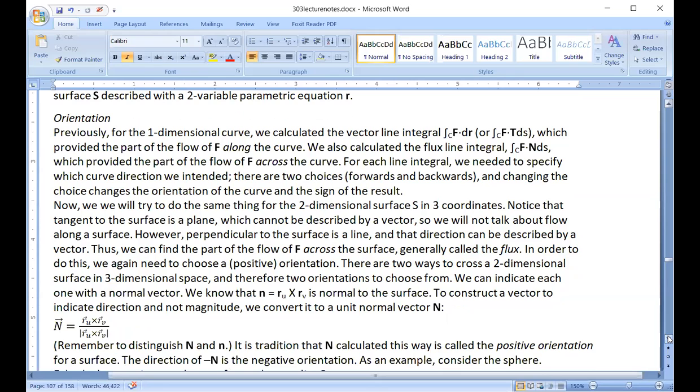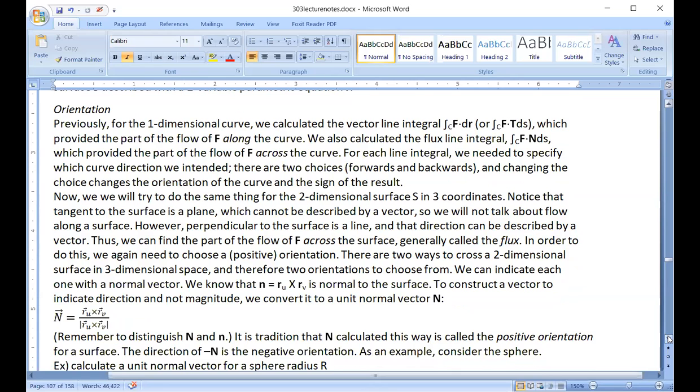So let's see just how orientation works. Let's do an example. Let's calculate big N, the unit normal vector, for the sphere of radius r.